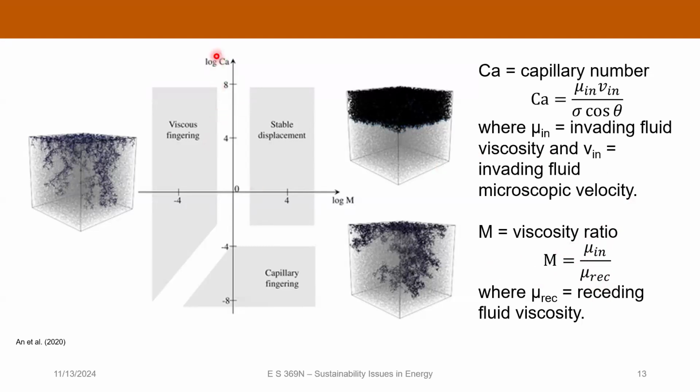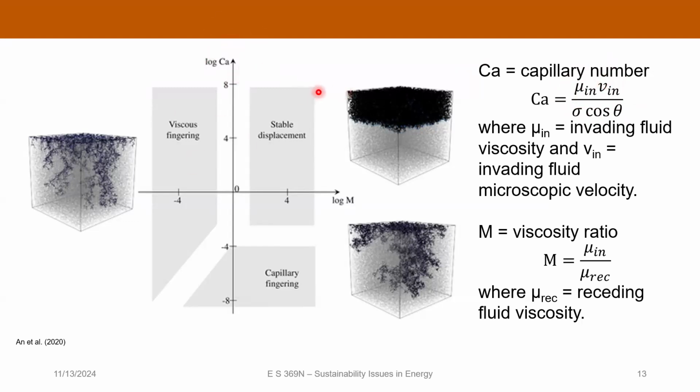On the y-axis, we have the logarithm of what's called the capillary number, which is a dimensionless number that describes the ratio of viscous to capillary forces. And it's given by this term over here. We've got the interfacial tension and the contact angle in the denominator. And then in the numerator, we have the viscosity of the injected fluid and the microscopic velocity of the injected fluid. Okay, and so that goes on the y-axis.